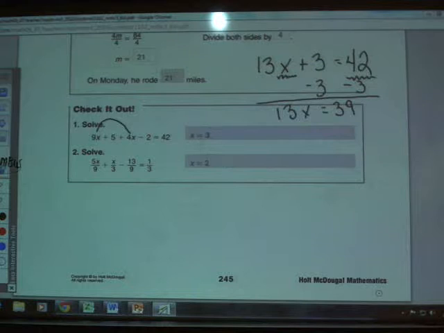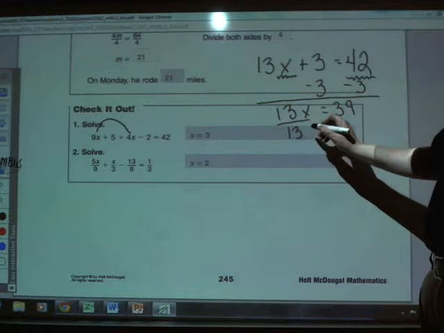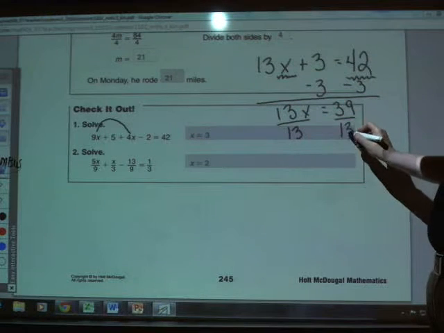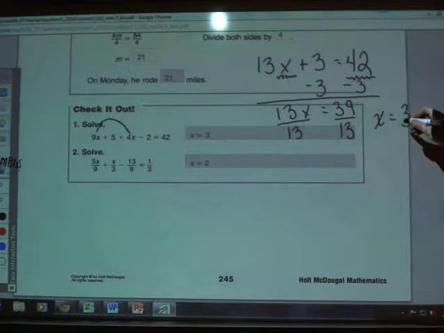And then this is a simple one-step multiplication equation, the opposite being dividing. So I'm going to divide across by 13 here. 39 divided by 13 is, of course, 3. So x must equal 3.